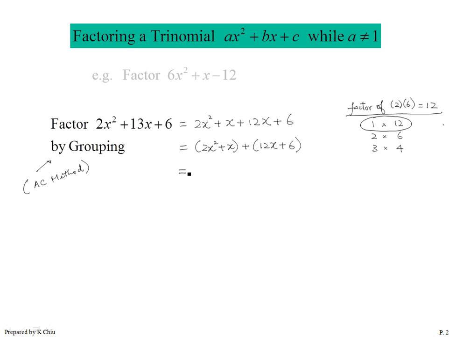Now from the first group, I can factor out the x. So I have x times 2x plus 1, plus, in the second group, I have 6 as the common factor. So I factor out the 6, and I have 2x plus 1 left. So now, 2 terms, and each term has 2x plus 1. So I can further factor out the 2x plus 1. That would give me 2x plus 1 times x plus 6. So far so good, right? And that is what we call factor by grouping or factor by the AC method.